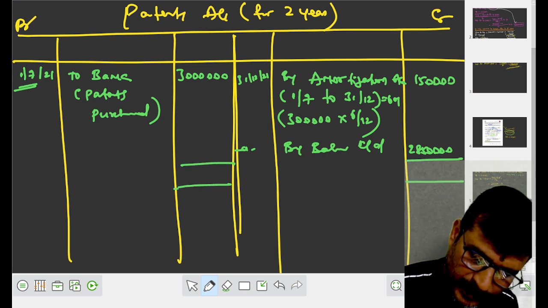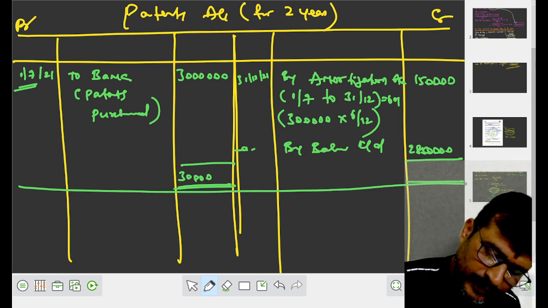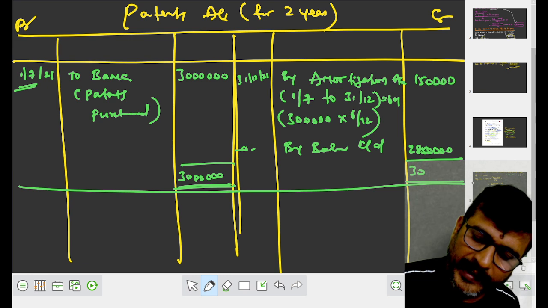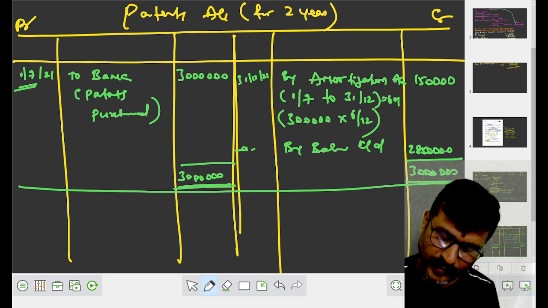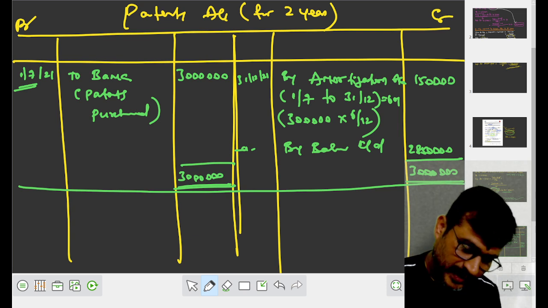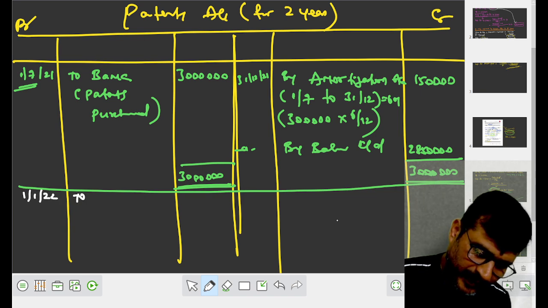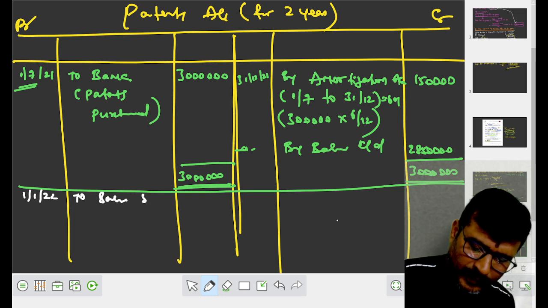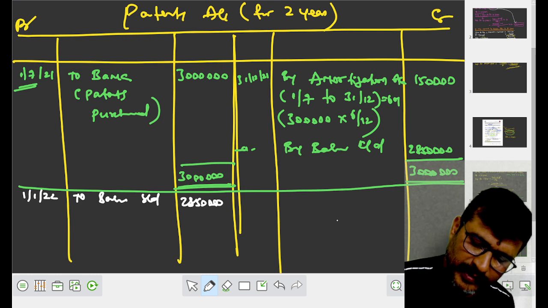28,50,000. Now you close it off. The total comes to 30 lakhs. Fine. Now let us brought down for the next date. What is the next date? 1st January 22. To balance brought down 28,50,000.